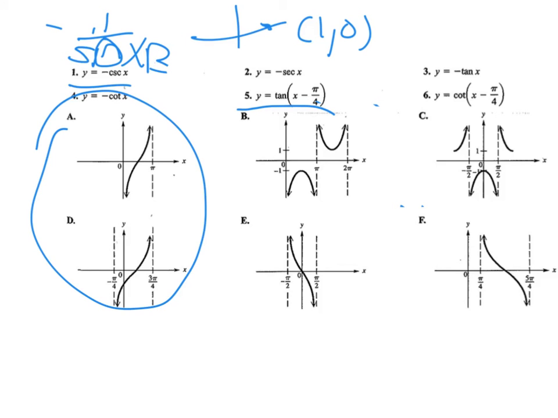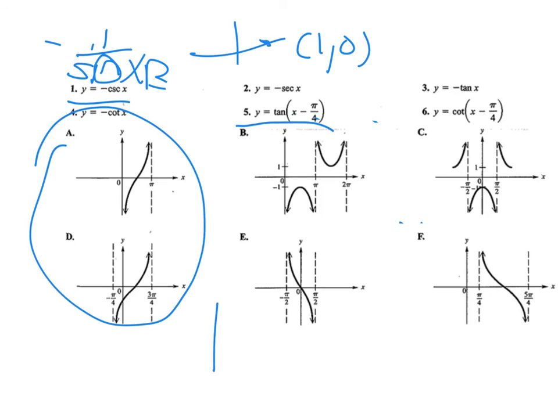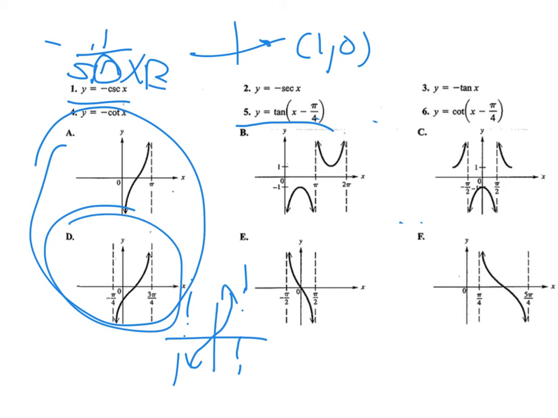So I am liking D because tangent would normally go through the origin and look a lot like the x cubed graph. And then since it's got a period of pi, it goes from negative pi over 2 to pi over 2. But we want to move it right pi over 4. So instead of being at negative pi over 2, it would be at negative pi over 4. So it's D for number 5.